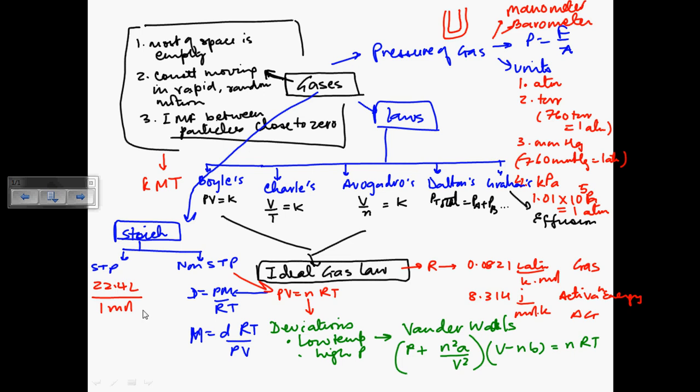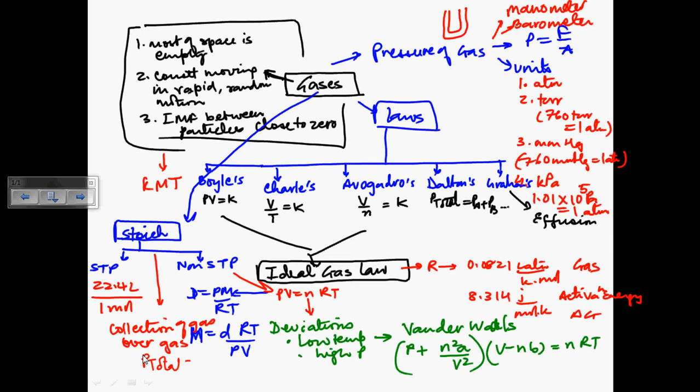The only other thing you need to remember in terms of stoichiometry is collection of gas over water. When you collect gas over water, water vapor sneaks in along with the gas. So the pressure that you read is not only of the gas, but of gas and water vapor. To figure out the pressure of the gas, you have to subtract the water vapor pressure, and this you can find from a chart at the back of your book, or generally it is given in the problem.